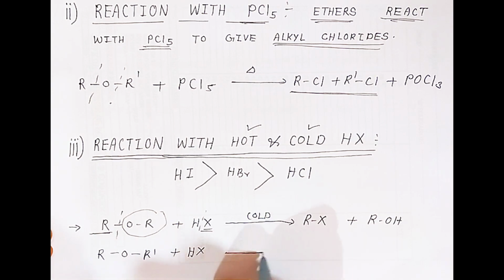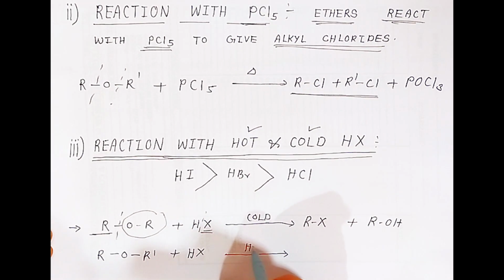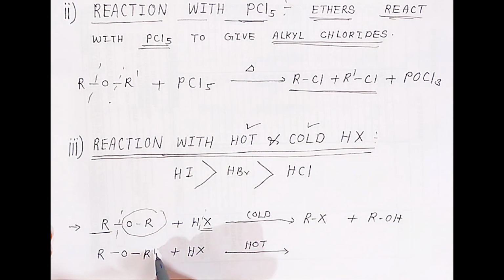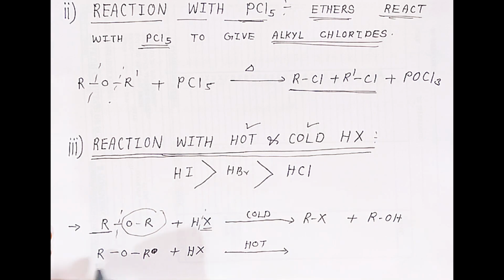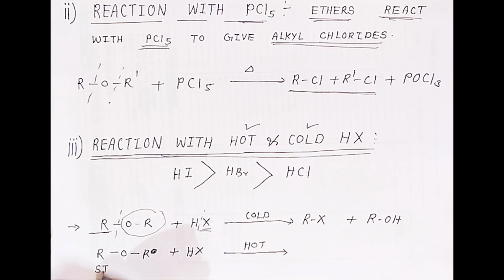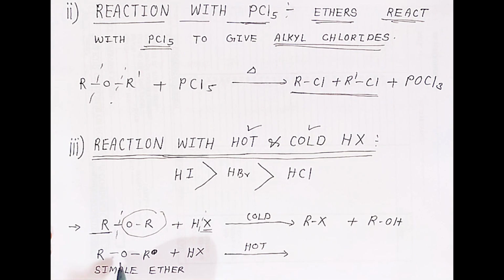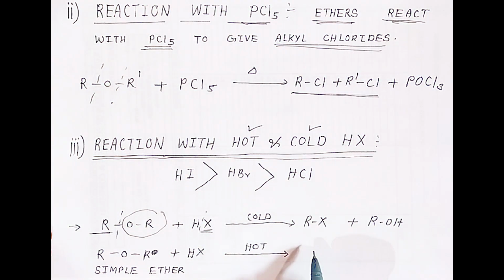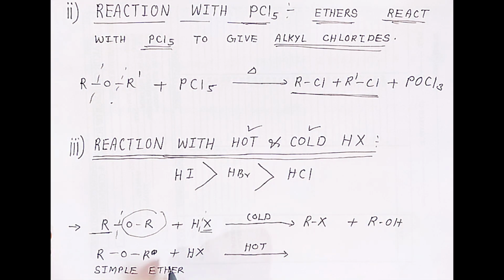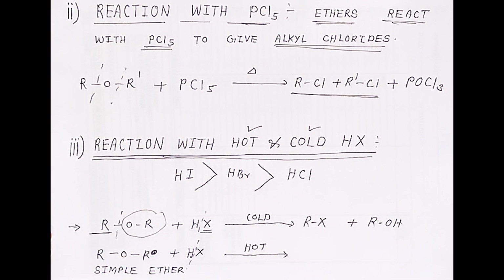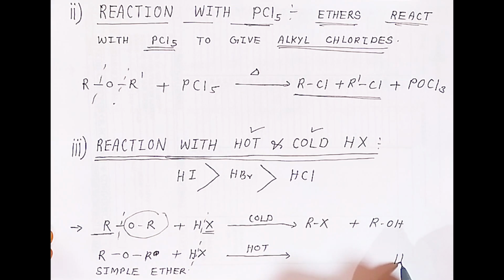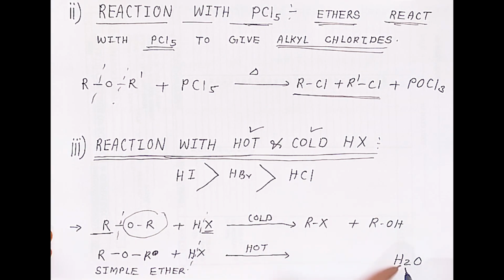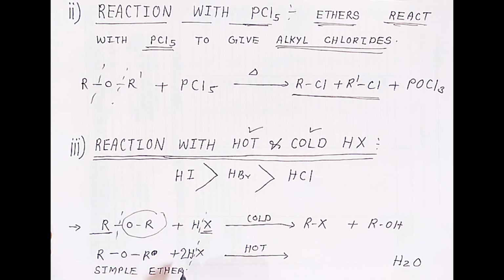What happens, students, when you add it in hot conditions? In the hot state, here also I am taking only the simple ether. When the same alkyl group is attached to both sides of the oxygen, we call it a simple ether. Now when it reacts in hot conditions, there is an elimination of water molecules. If you heat anything, it will eliminate water molecules. So here 2 molecules of hydrogen halide are required.